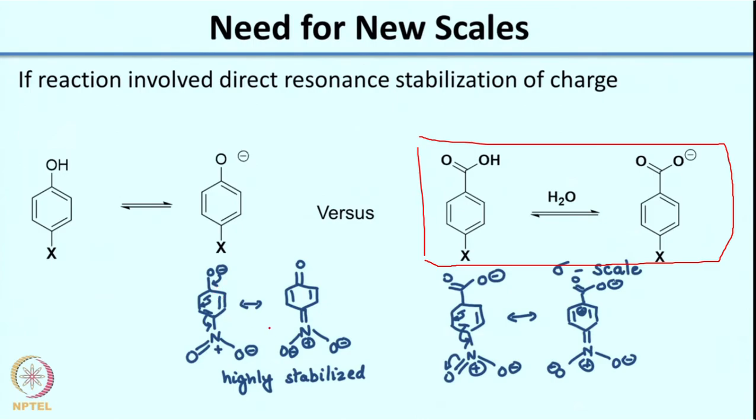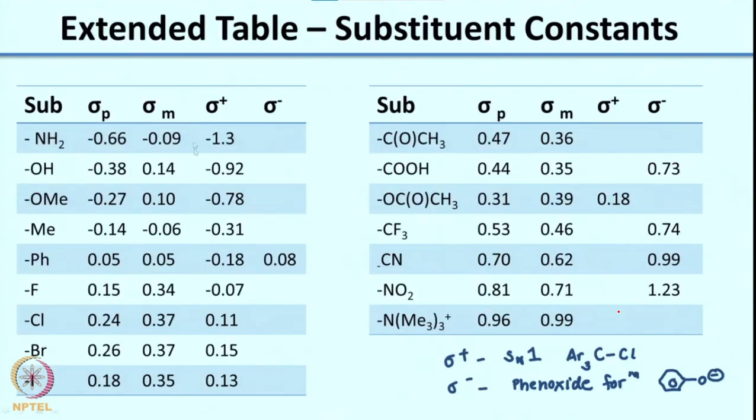You can see it is highly stabilized compared to the carboxylic acid example, because as I told you, this charged species is very far from the aromatic ring, so the stabilizing effect is not that much higher compared to the phenoxide ion, correct? So that's why a new scale was introduced, which is sigma plus and sigma minus. So what is sigma plus and sigma minus?